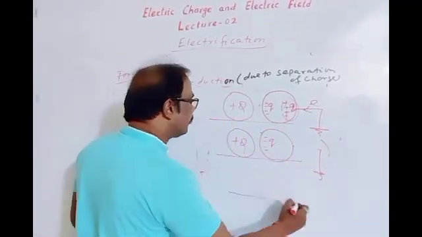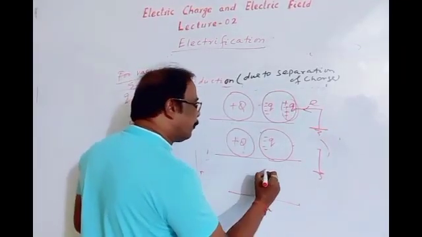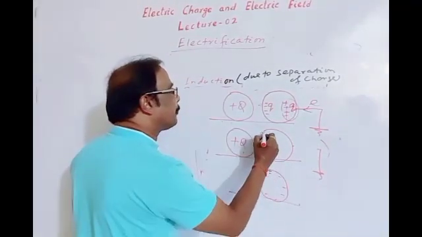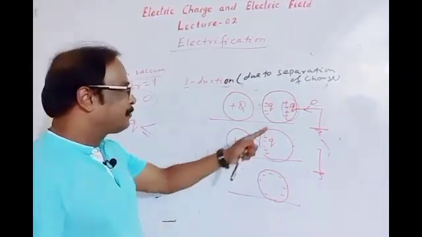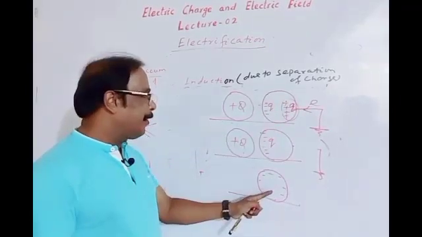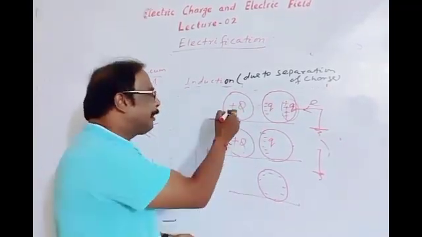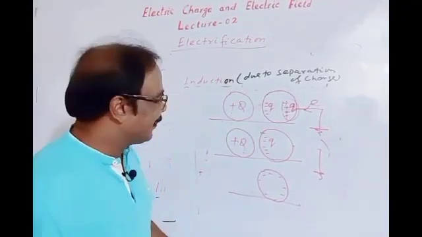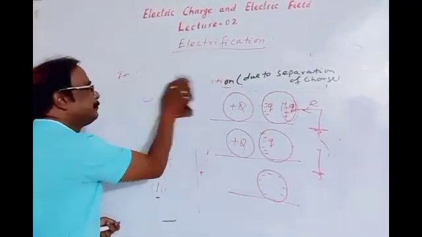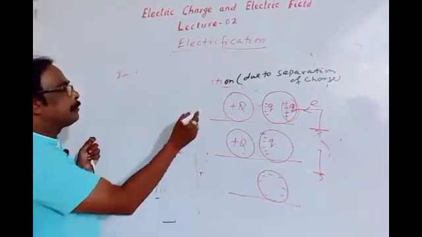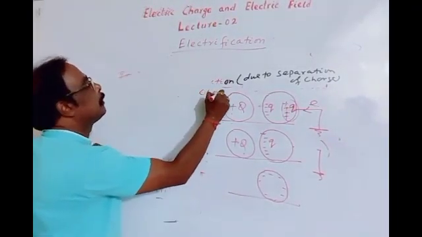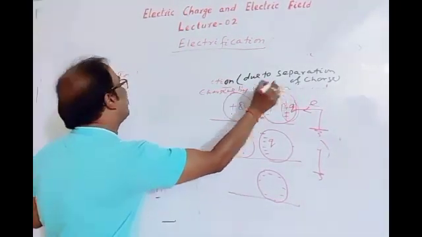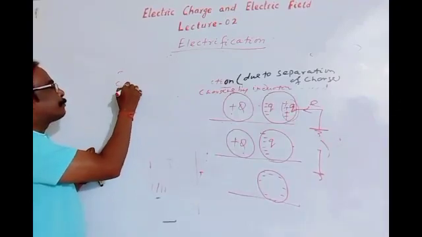Now, the inducing charge body is taken away. Now, the whole negative charge will be distributed on the surface. Thus, previously this body was neutral, now it becomes negatively charged. Accordingly, if you take it negative, this will be positively charged. This is charging by induction. Then another point, separation by induction.